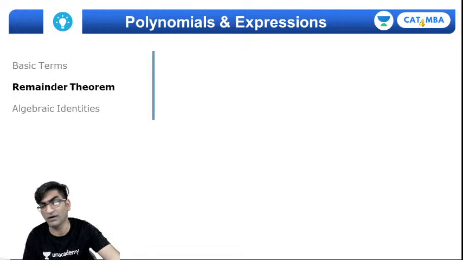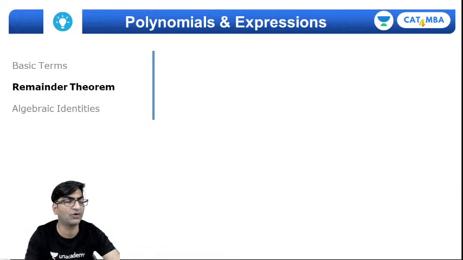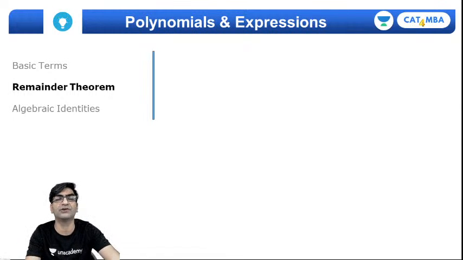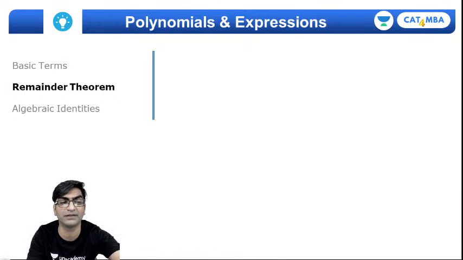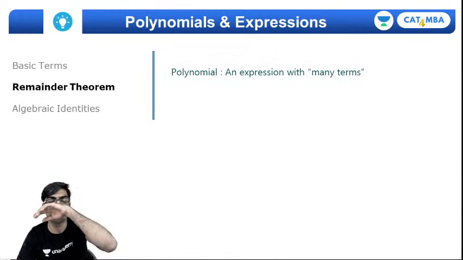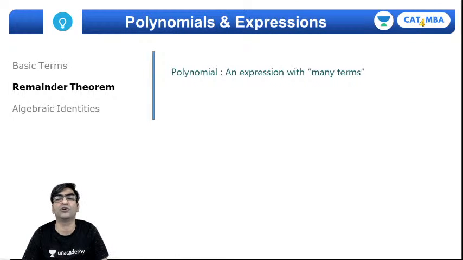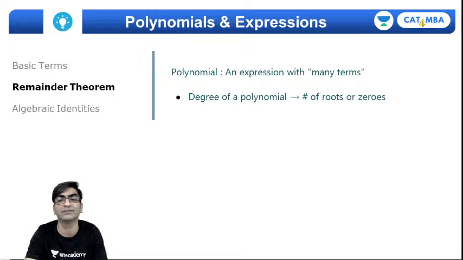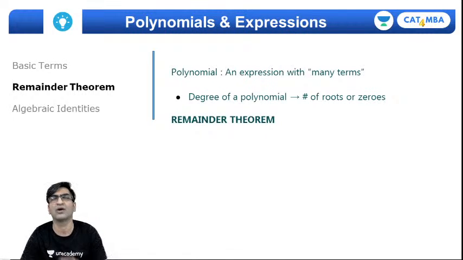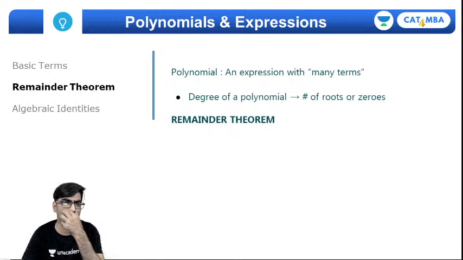Now that we've learned the basics of algebra, let's get into what is called the remainder theorem. So there's something called the remainder theorem. What does the remainder theorem say? Well, the remainder theorem applies to a polynomial. I already know a polynomial is an expression which has many terms, and I also know that the degree limits the number of zeros for a polynomial, or the roots of an equation. But what exactly does the remainder theorem do? The remainder theorem also deals with polynomials.